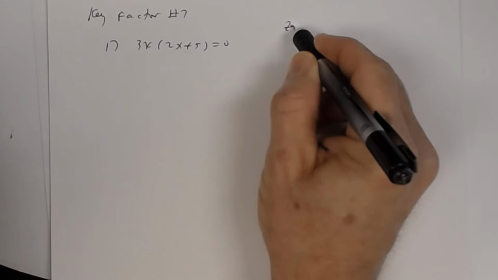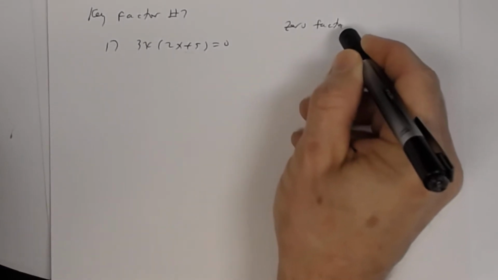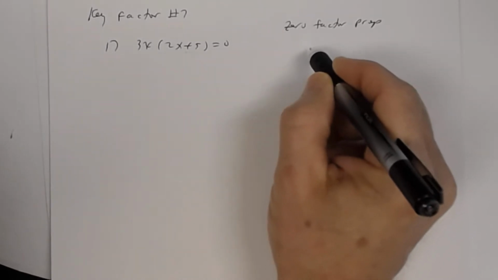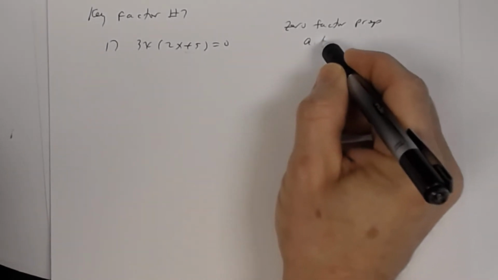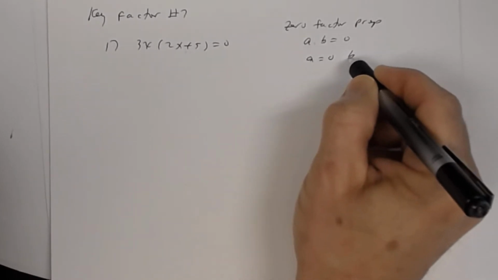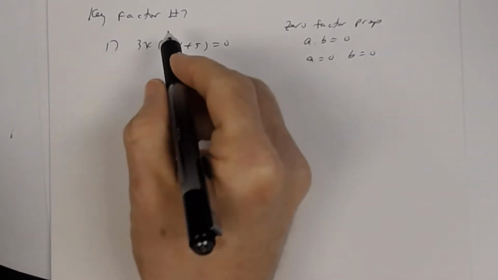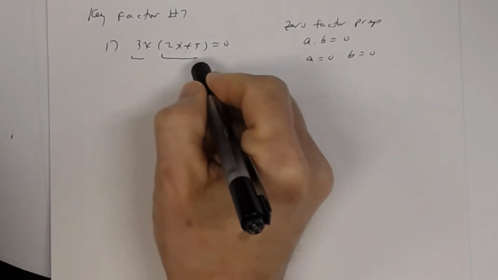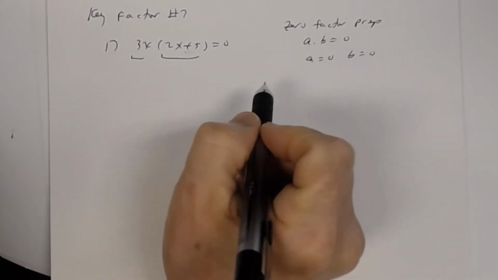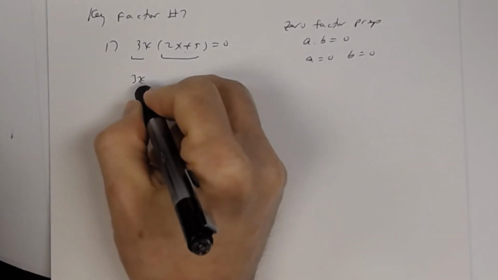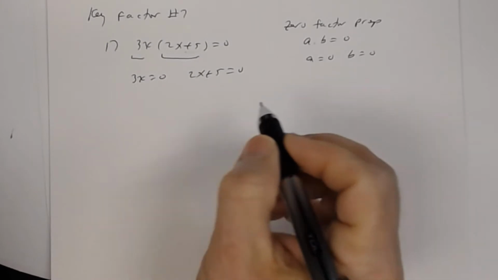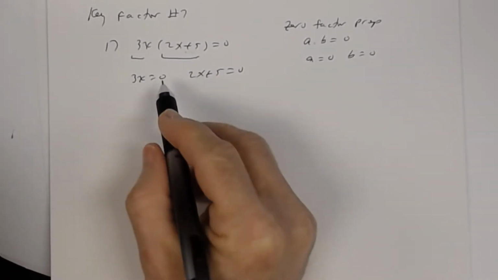So remember, the zero factor property is what you're going to be using now. The zero factor property says if you have two or more factors whose product is 0, then one of those factors has to be 0. So you see I have 3x and I have 2x plus 5, and that product is 0. According to the zero factor property, either 3x must equal 0 or 2x plus 5 must be 0. And now you're going to solve each of those linear equations.